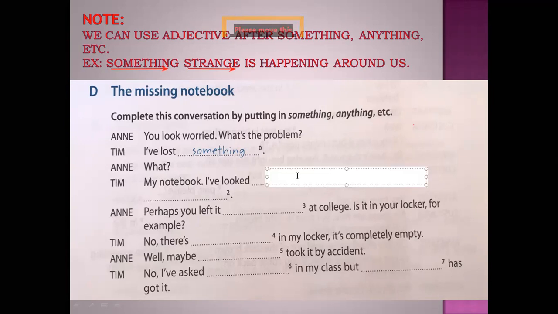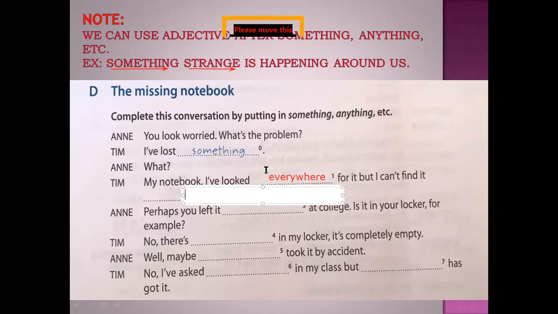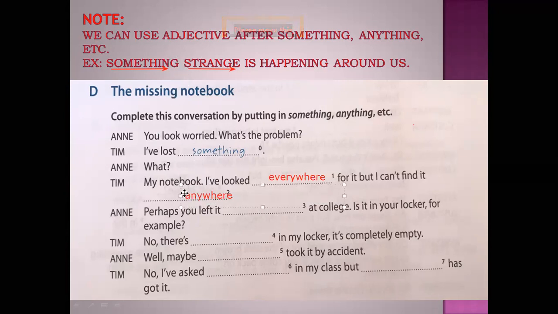Guys, are you there? Anyone? I have looked. That means he's talking about position. So in this case, I have looked everywhere for it, but I couldn't find it. Here we have a negative, cannot. If it's negative, as we said, we use any. And it's a place, at the same time. So we're going to use it with anywhere. My notebook, I have looked everywhere for it, but I cannot find it anywhere.